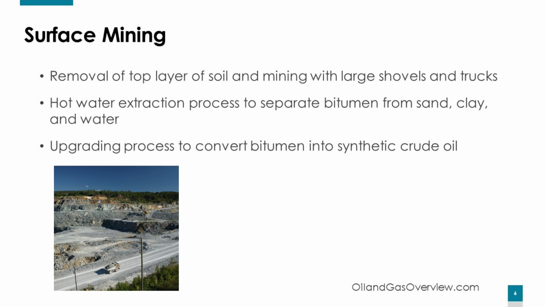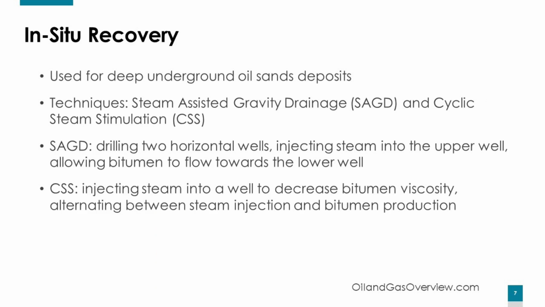The extracted bitumen is then processed, typically through a process called upgrading, to convert it into synthetic crude oil that can be refined into various petroleum products. In-situ recovery is used when the oil sands are located too deep underground for surface mining to be economical. This method involves the injection of steam and solvents into the oil sand deposits to reduce the viscosity of the bitumen, allowing it to flow more easily and be pumped to the surface.